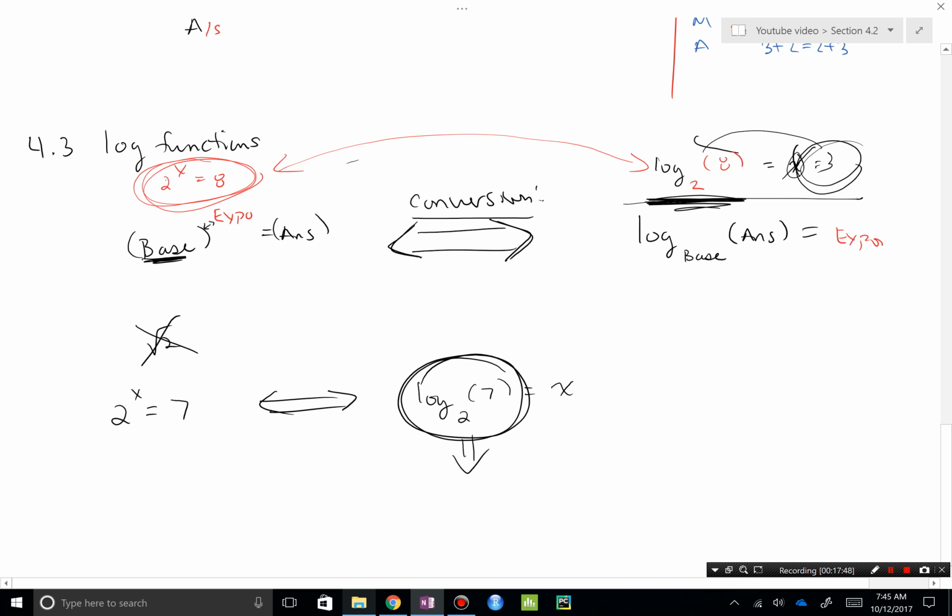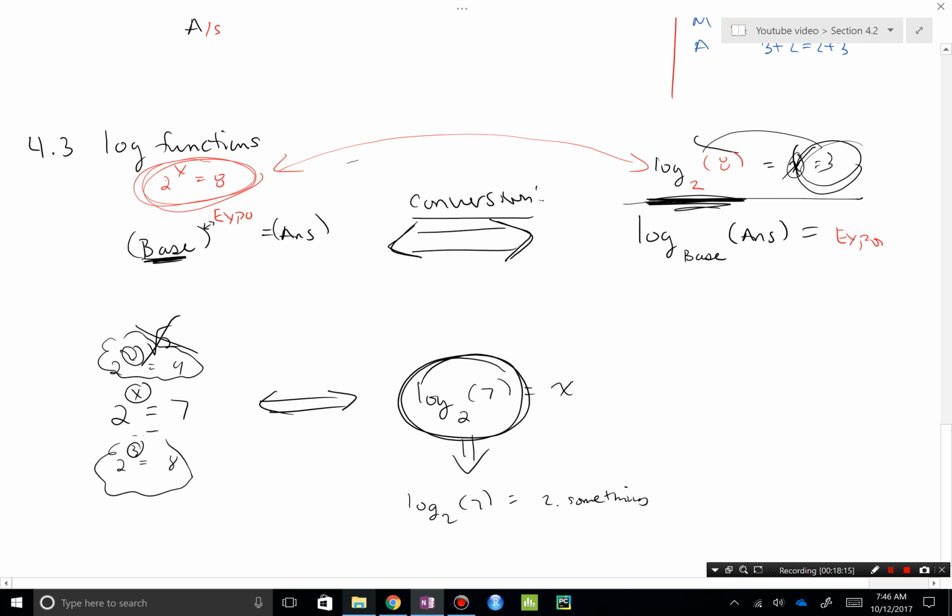We don't know. But because I know my laws of exponents, 2 to the third power is 8. This is what's happening in my brain, by the way. And 2 to the second power is 4. I could tell you that x has to be in between 2 and 3. So this means that log base 2 of 7 is 2 point something.